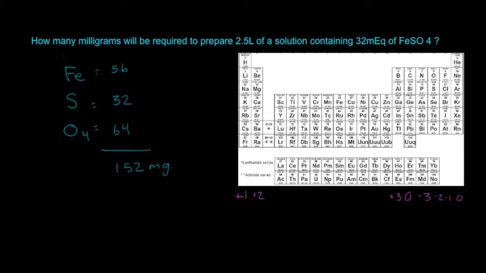The next step is going to be to find the charge of each element. So, Fe. Well, Fe has multiple charges. It could either be a 2 or a 3, but for this case it's going to be a 2. So the charge of iron is going to be +2. Sulfur is going to be -2. And oxygen is also going to be -2.